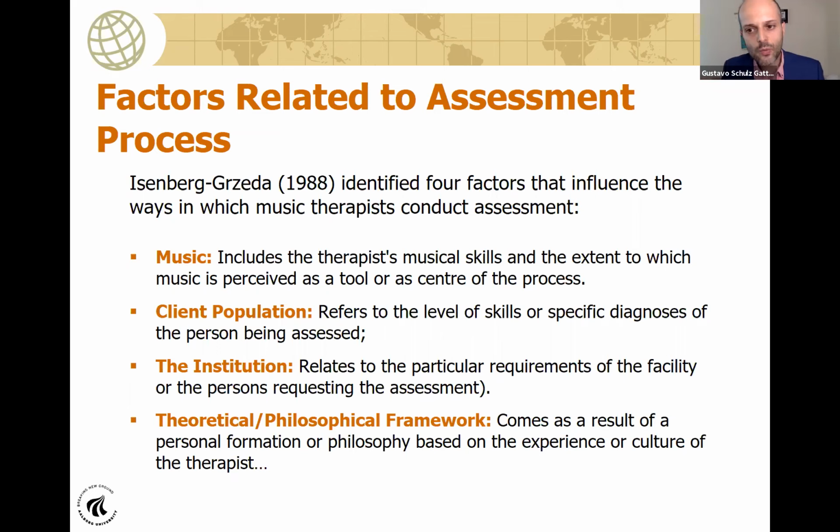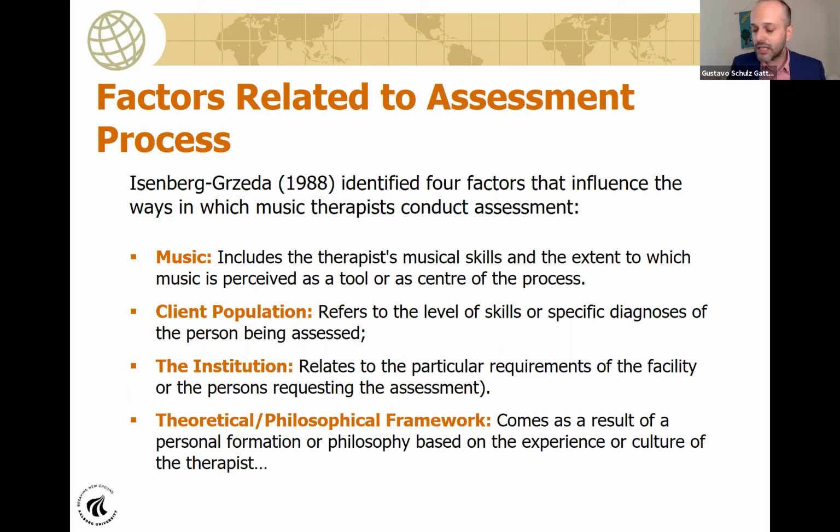Also, the institution will influence a lot the way that we assess. So, for example, if I'm working in an institution that has specific requirements and documents to fill out regarding the assessment practices, I will need to adapt using these specific documents. Also, if in the institution I have some specific goals to work with a client or with a group of clients, I need to follow what the institution is asking me. And also, I need to consider what the institution is following in terms of theoretical framework.